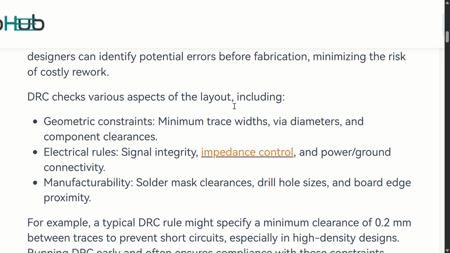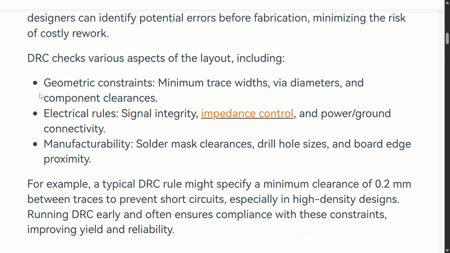Just as I told before, a few people joined a little late, so for them I'm repeating. Basically, in a DRC check, three main aspects are verified. The first one is geometric constraints, the second one is electrical rules, and the third one is manufacturability. These three parameters are verified during DRC validation.